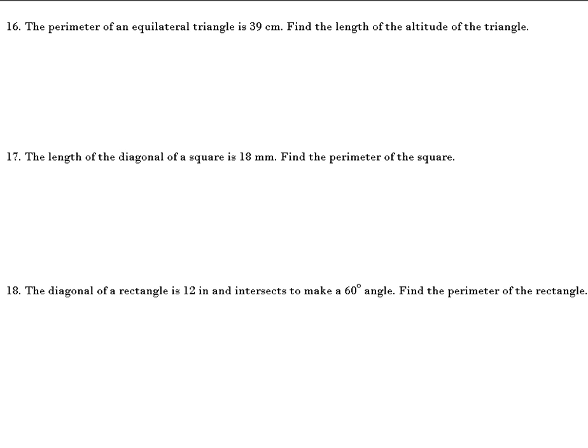Alright, 16. The perimeter of an equilateral triangle is 39 centimeters. That means each side must be 13 centimeters. We need to find what the altitude is. So there's my altitude, I don't know what it is. This is 60 degrees here.